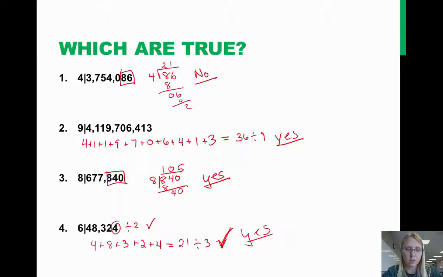And finally, on number 4, we needed to check if 2 and 3 go into it for the number 6, and of course they both do. It's divisible by 2 because it's an even number, and if you add all the digits up, it ends up being 21, and 21 is divisible by 3. So therefore, this number is divisible by 6.